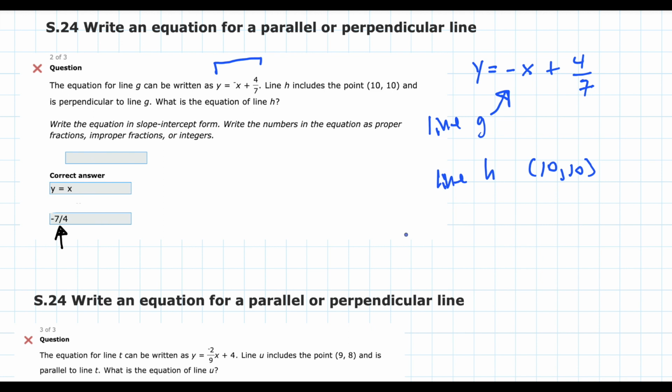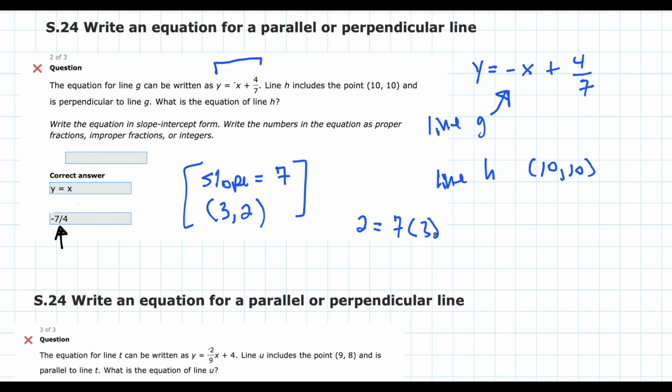Well, all we have is the equation of line G, right? Okay, so if I gave you a slope of some random line, like let's say some line has a slope of 7, and if I said some line goes through 3, 2, would you be able to give me the equation of this line? Yes. How? Because then you just do 2 equals 7, parentheses 3, plus b.